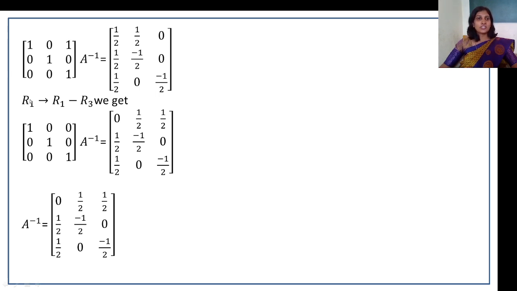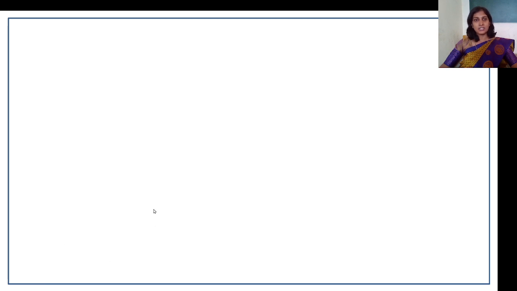Then next, now we make this 1 into 0. So transformation is R1 gives R1 minus R3. So here is 0. Now make R1 minus R3. So 1 by 2, that is 0. 1 by 2 minus 0 that is 1 by 2. And 0 minus of minus 1 by 2 which is plus 1 by 2. Other rows write as it is. So our value of A inverse is equal to this matrix. So there is 0, 1 by 2, 1 by 2, 1 by 2, minus 1 by 2, 0, 1 by 2, 0 and minus 1 by 2.